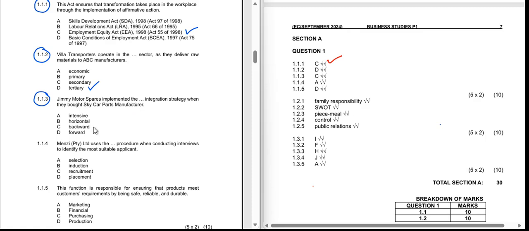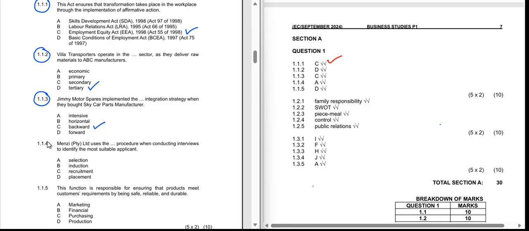But if you're going to buy a company that you are providing with something, it could be raw materials or anything, your products that you produce, and then you provide them with those products, that will be forward integration. So this is backward because you are buying a company that provides you with something.